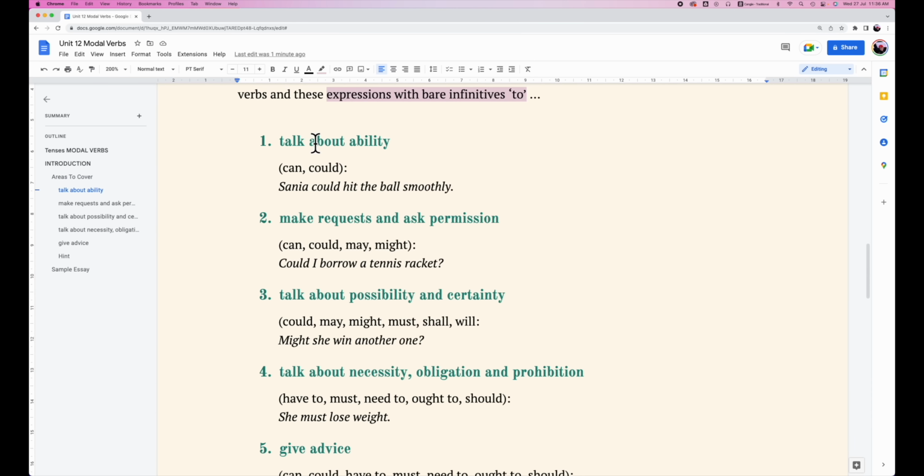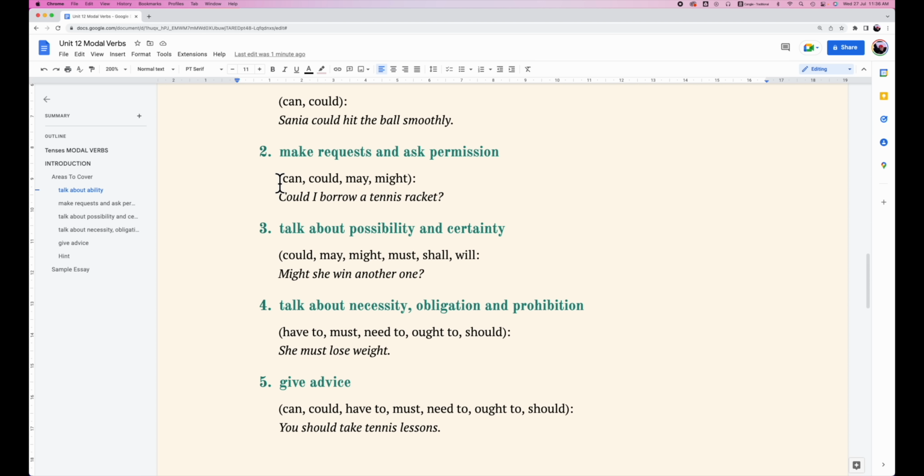To talk about ability, Sania could hit the ball smoothly. To talk about making requests and ask permission, can I borrow a tennis racket? Talk about possibility and certainty. Might she win another one? To talk about necessity, obligation, and prohibitions, she must lose weight. And give advice. You should take tennis lessons.